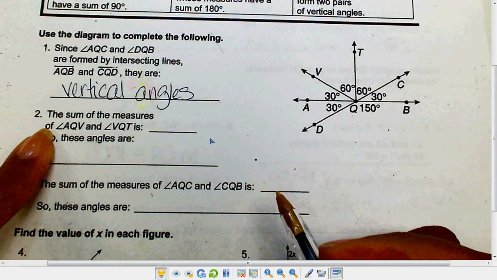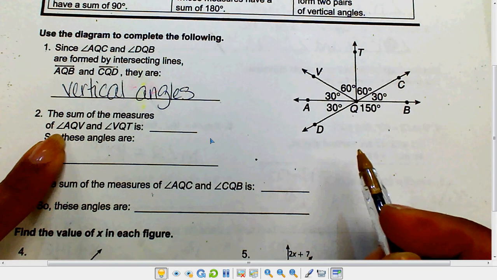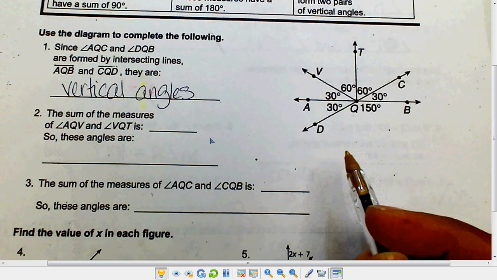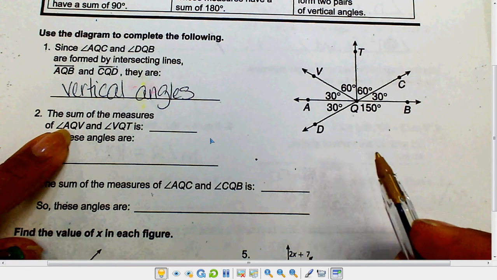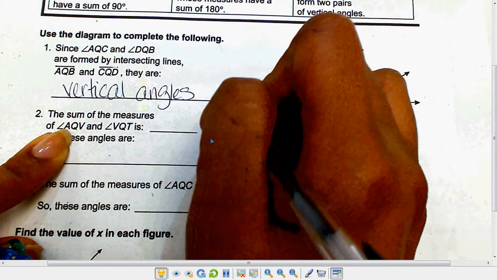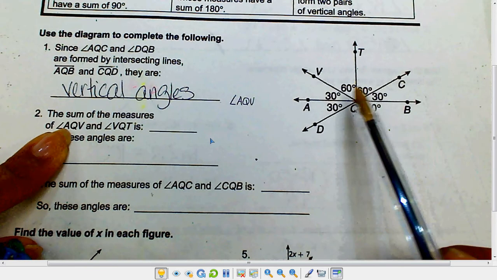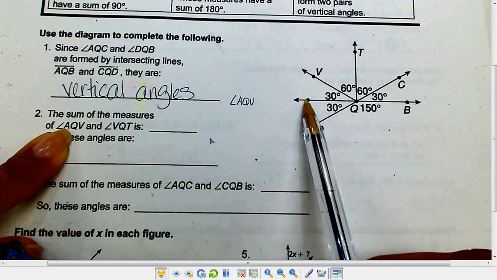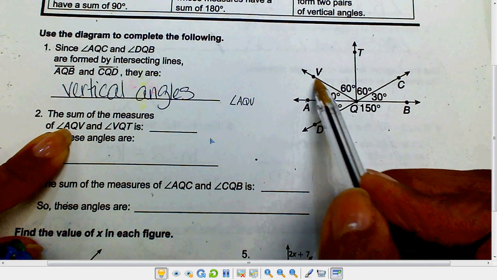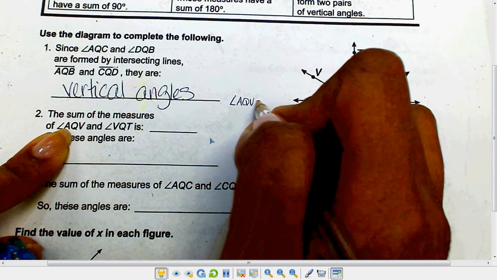Okay, now it says for number 2, the sum of the measures of angle AQV and angle VQT is what? So what we want to do here is go ahead and write down the measure of angle AQV. So if I put my pen on A and trace it to Q, and then to V, so A to Q to V, I see sitting inside there is 30 degrees.